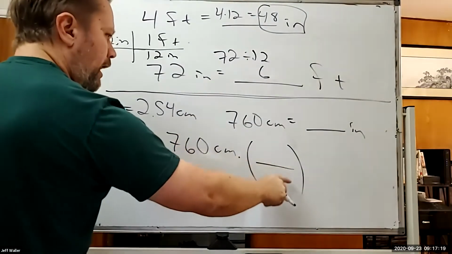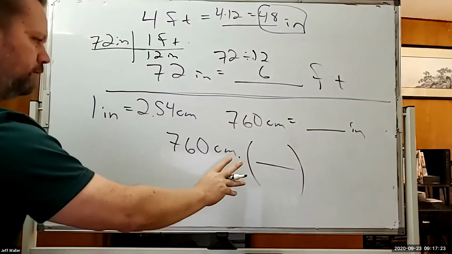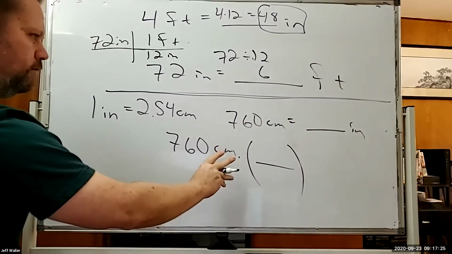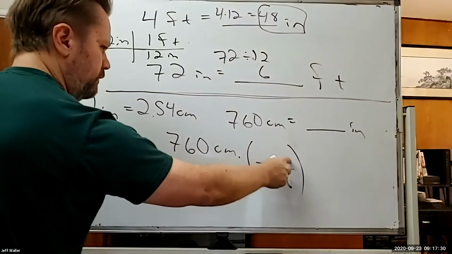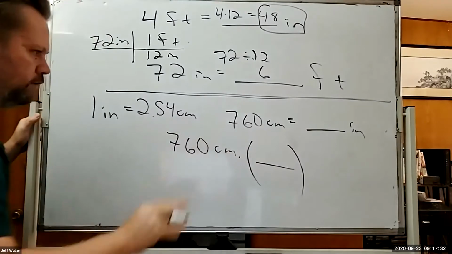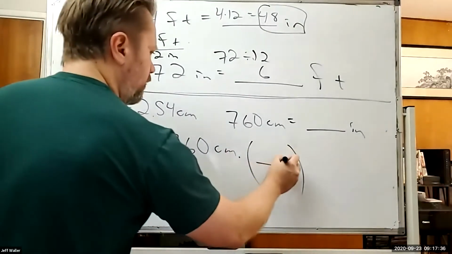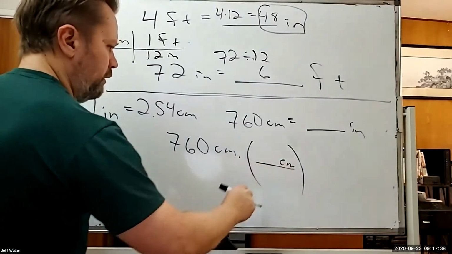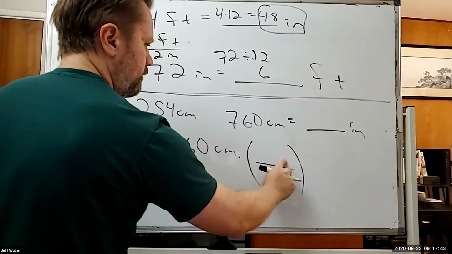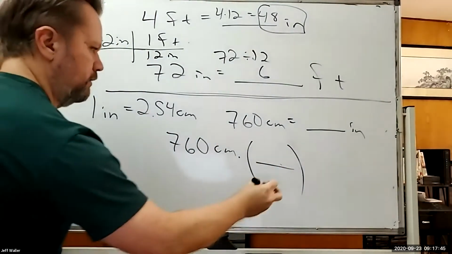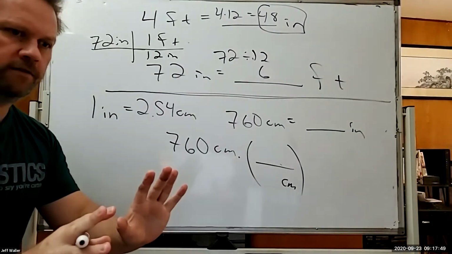So here, what units do I not want? The centimeters. I don't want them anymore. So where should I put centimeters? Top or bottom, so that they cancel? If I put them on top, these are just going to make square centimeters. Do I want square centimeters? No. So where should I put centimeters? The denominator, the bottom. I love it.